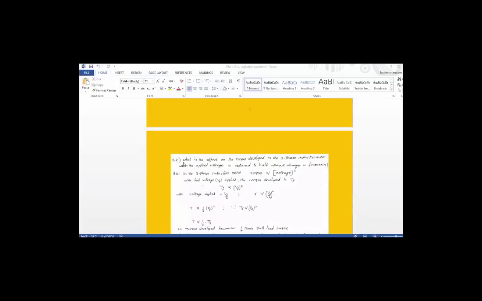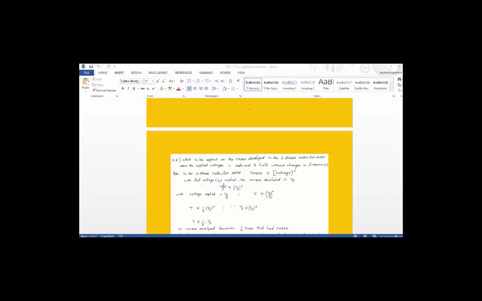Next, 22nd question. What is the effect on the torque developed in the three-phase induction motor when the applied voltage is reduced to half without change in frequency? Then the answer is, in the three-phase induction motor, torque is directly proportional to the square of the applied voltage per phase.